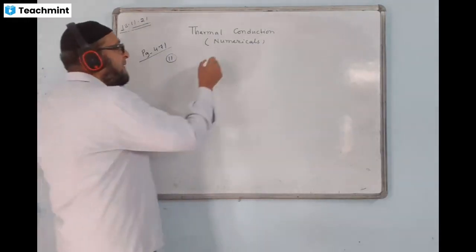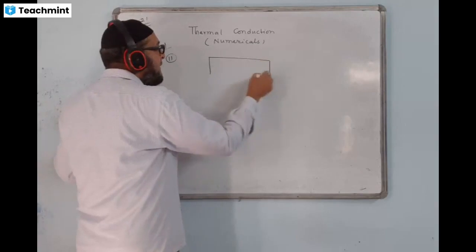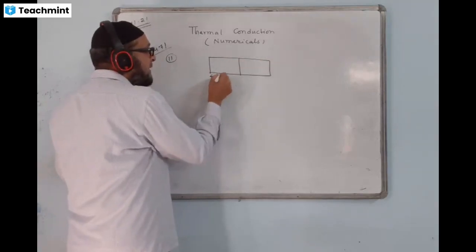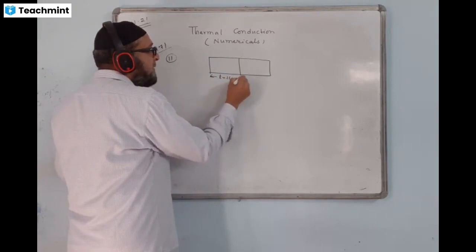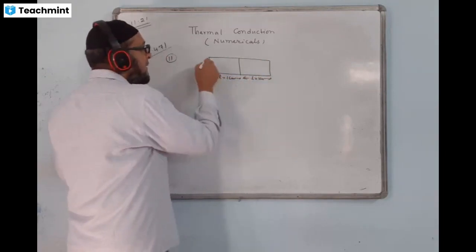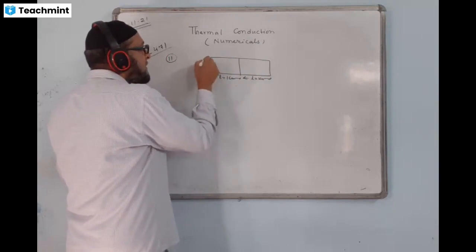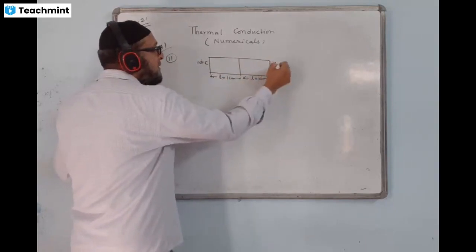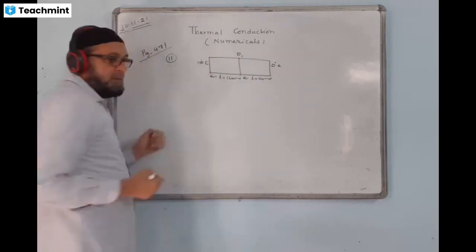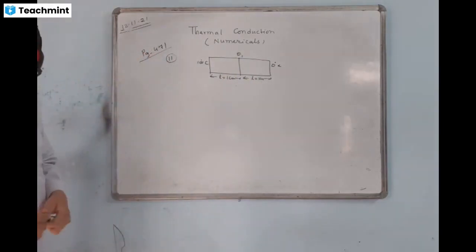So we are having a slab made up of two materials like this. Thickness is the same. L value is given as 1 centimeter, here also the L value is 1 centimeter. Temperature of the two outer surfaces is 100 degrees Celsius and 0 degrees Celsius. You have to find the temperature of this interface, theta 1. You have to find the value of theta 1 only.